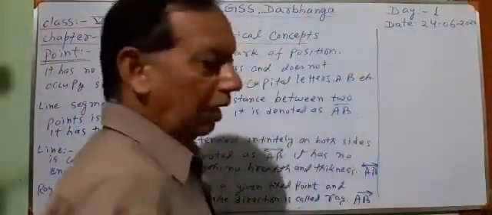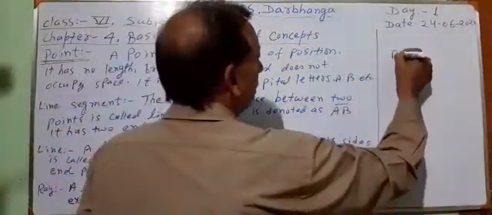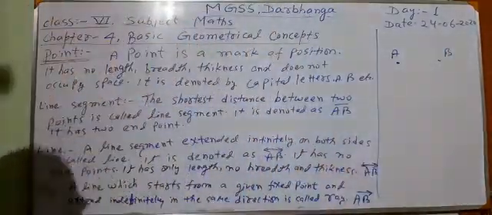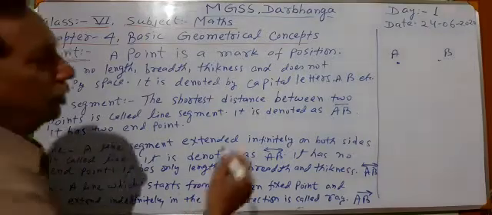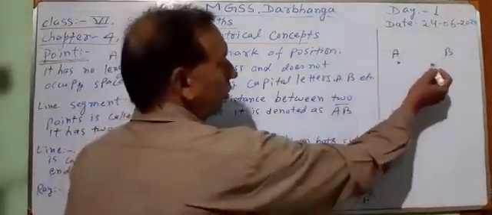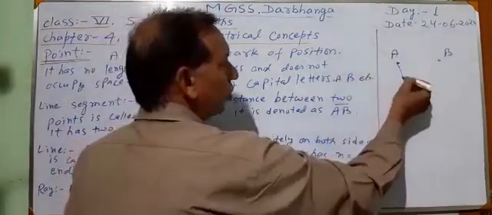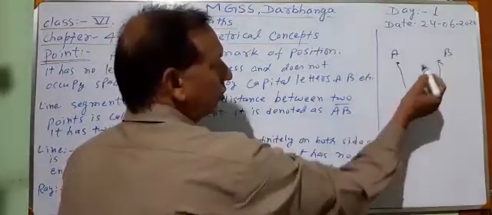Second topic is line segment. What is line segment? Suppose this is one point A and this is another point B. Then there is some distance between point A and B. If we start from A and we have to reach at B, we can choose any path. Suppose we are going from this path. We have started from A and we have reached to B.